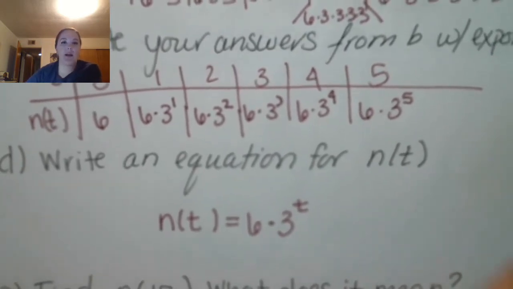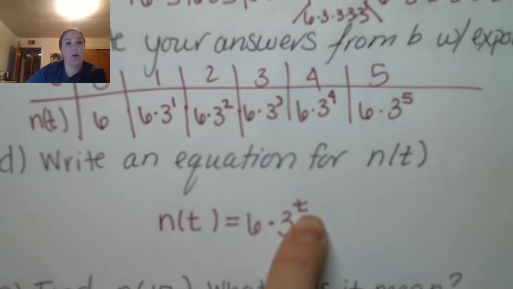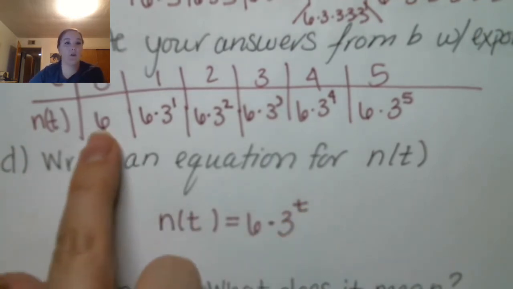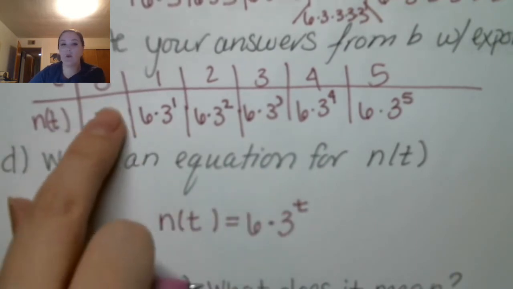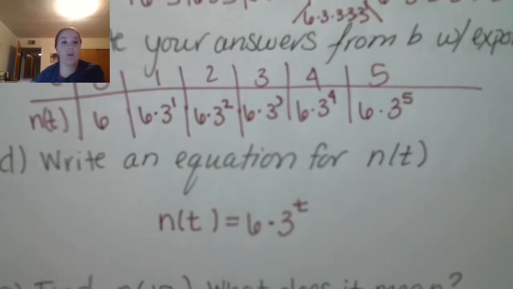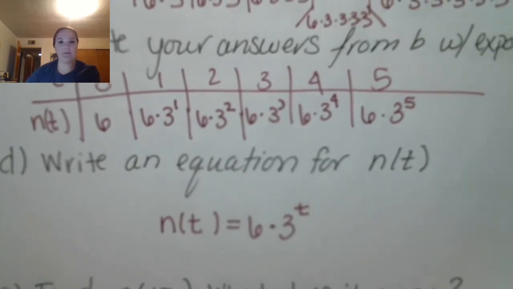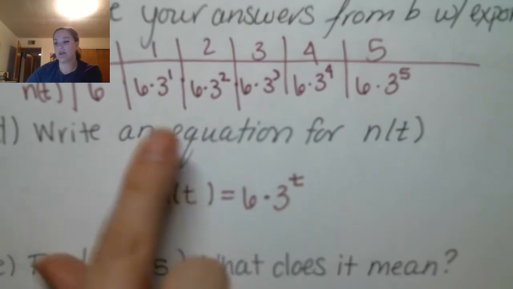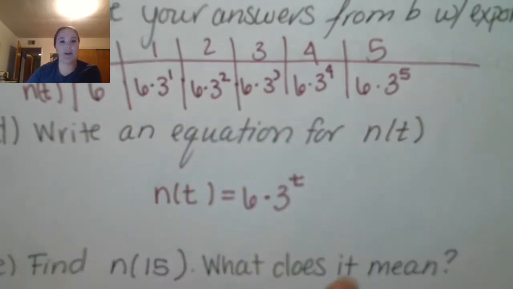Now how is that going to work for 0? Well, if you think about 3 to the 0 power, that's 1. So this would just be 6 times 1, or 6. So it even works for this one where it doesn't look like we have a 6, or a 3, I'm sorry. Okay, so we just got this based on this pattern here.